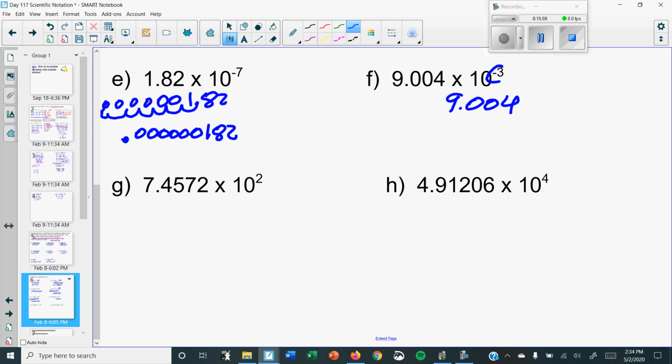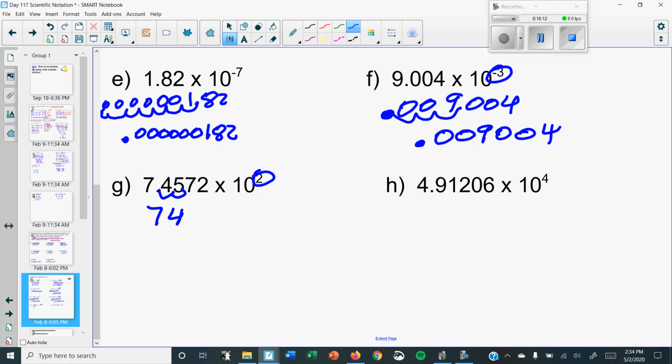9.004, swoop it 3 times to the left. 1, 2, 3. 0.009004. Okay, this one's a positive exponent, so 12745.72. And this one says 41234.